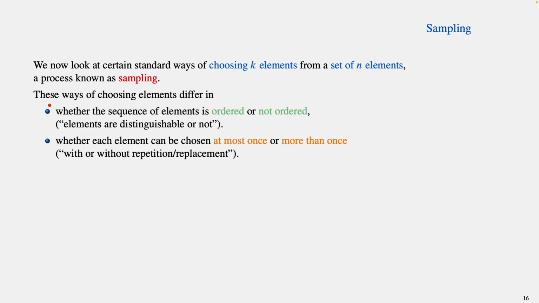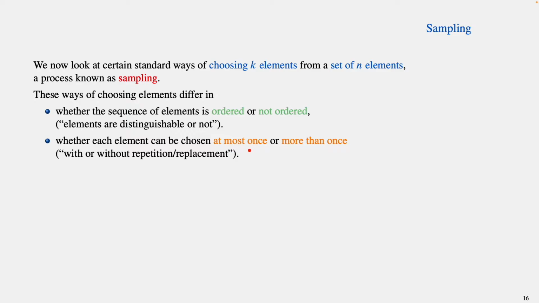Next, we look at certain standard ways of choosing k elements from a set of n elements. And this is a process which is commonly referred to as sampling. And there are different ways to do this. So first we have to distinguish whether the sequence of elements that we choose is ordered or not ordered. So this essentially means we can distinguish between the elements that we pick, or we cannot distinguish. And it makes a difference whether each element can be picked at most once or more than once.